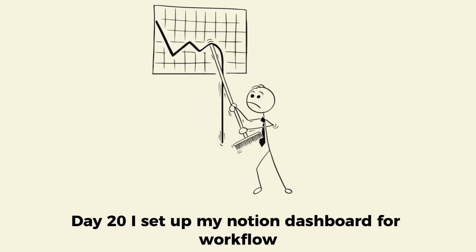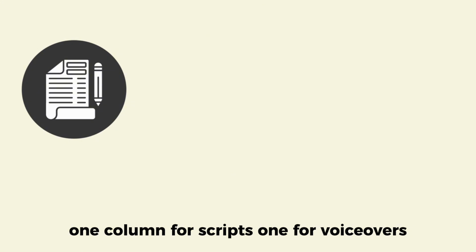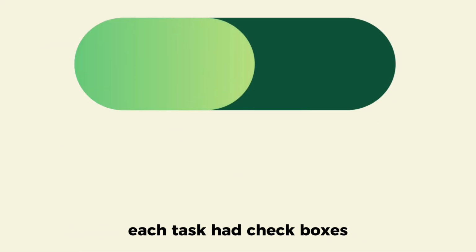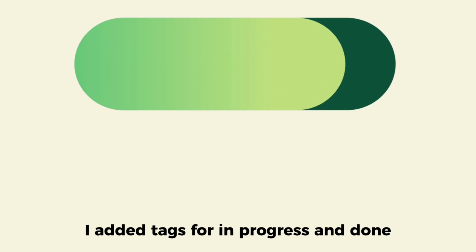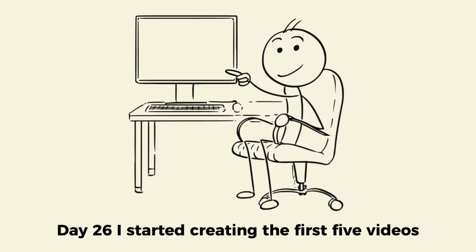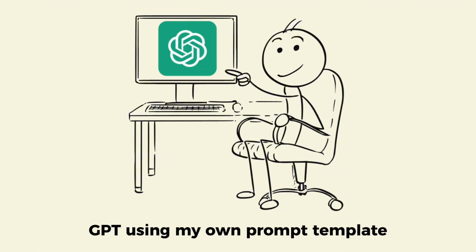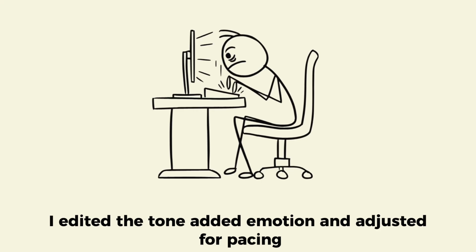Day 20. I set up my Notion dashboard for workflow: one column for scripts, one for voiceovers, one for edits, one for uploads. Each task had checkboxes, and I added tags for in progress and done. Day 26. I started creating the first 5 videos. I wrote each script inside ChatGPT using my own prompt template. I edited the tone, added emotion, and adjusted for pacing.